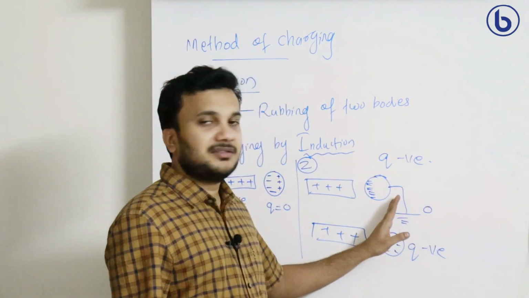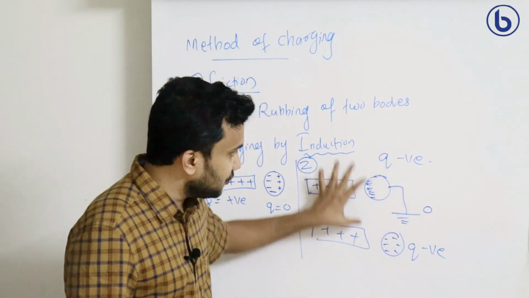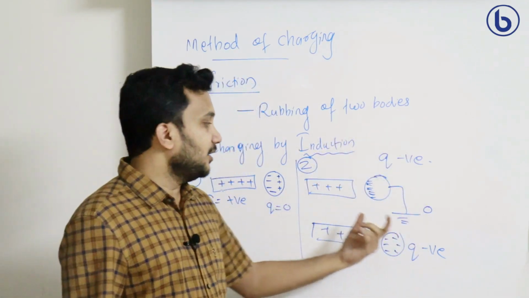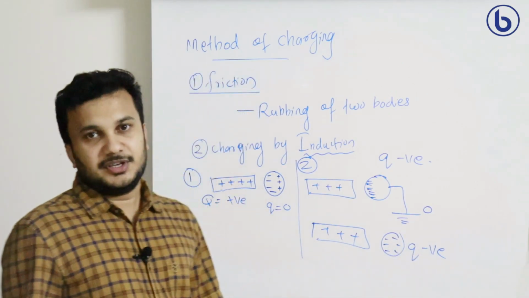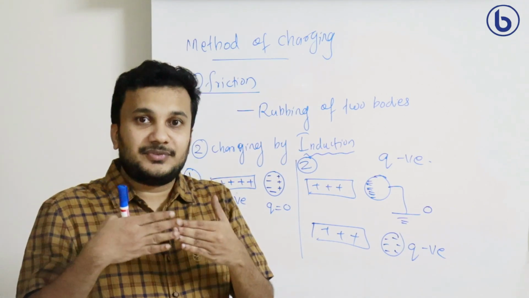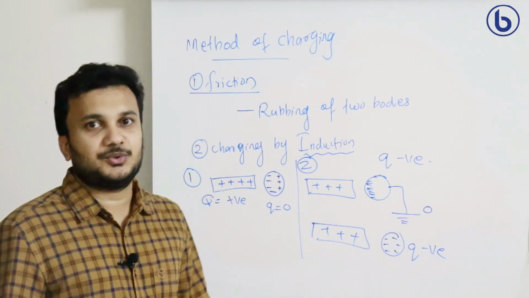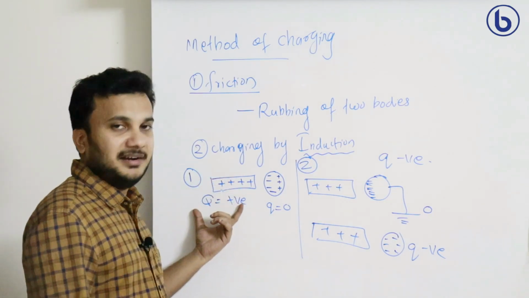Now if I remove this earth connection, the whole body will become negatively charged, as these negative charges distribute throughout the body. So induction is the process where there is no physical connection between the two bodies, but one body is very close to the other. That property is called induction.